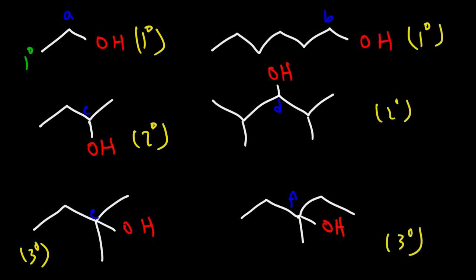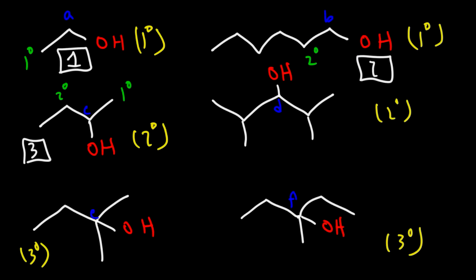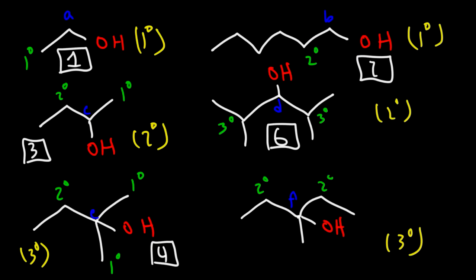Carbon A is attached to a primary carbon, and so we're going to give it a score of 1. Carbon B is attached to a secondary carbon, so we'll give it a score of 2. Carbon C is adjacent to a secondary and a primary carbon, so a score of 3. Carbon D is between 2 tertiary carbons, so we'll give this one a score of 6. Carbon E is next to 2 primary carbons and a secondary, so a score of 4. And carbon F is next to 2 secondary carbons and a primary one, so a score of 5.